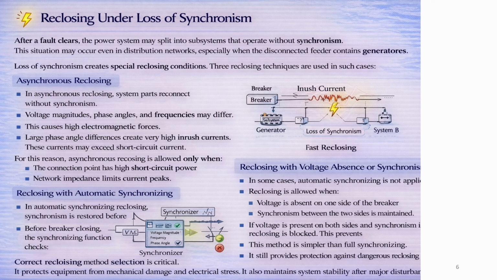Reclosing with voltage absence or synchronism supervision. In some cases, automatic synchronization is not applied. Reclosing is allowed when the voltage is absent on one side of the breaker. Synchronism between the two sides is maintained. If the voltage is present on both sides and the synchronism is lost, reclosing is blocked. This prevents an unsafe reconnection.